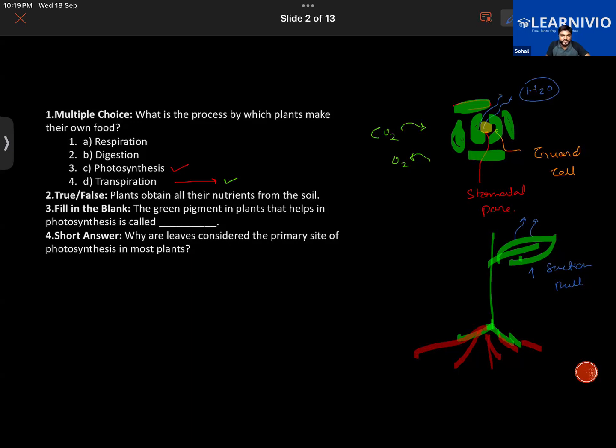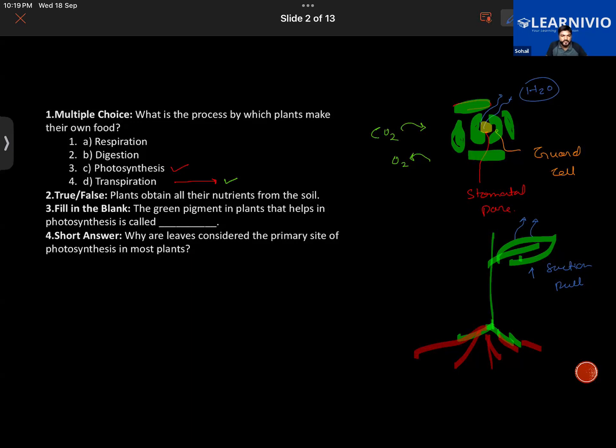Moving to the next question. Plants obtain all the nutrients from the soil. Is it true or false? Do plants obtain nutrients only from soil? No. They can in fact obtain them from other sources also.